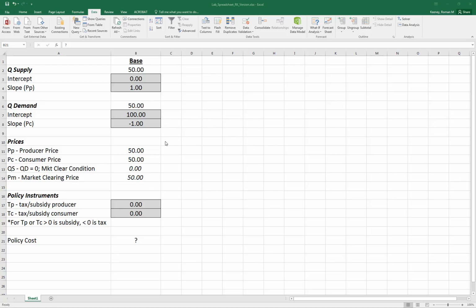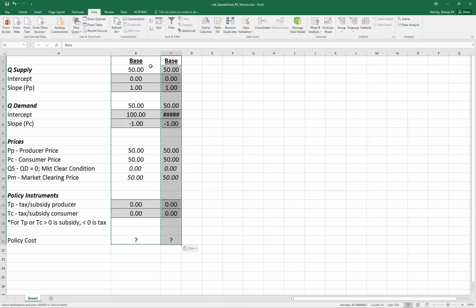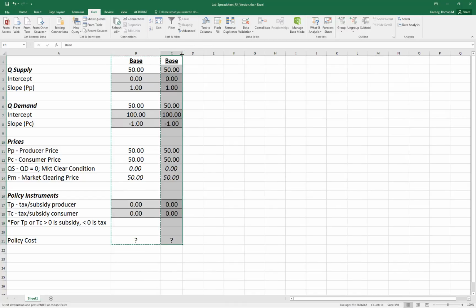Our next step is to think about this base case, and if we want to put policy in, we should do it in a way that lets us compare it directly to what happens when there's no policy. That's one of the nice things about doing these kinds of policy models, especially supply-demand models in a spreadsheet: we can just copy this entire column. The way I copy and paste is to highlight all that, hit Control-C, which copies everything, and then hit Control-V, and then spread it out to the same size.